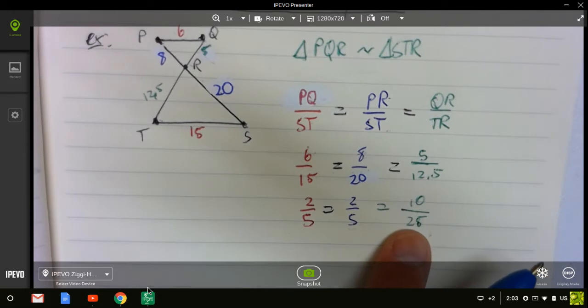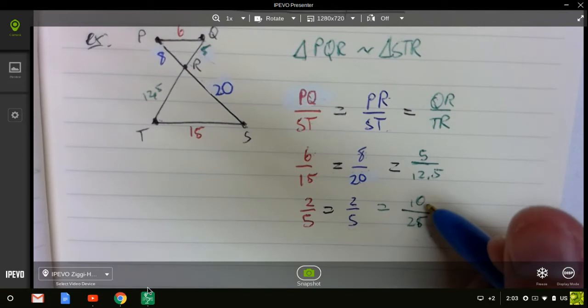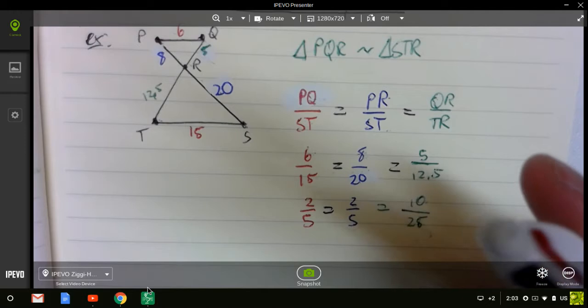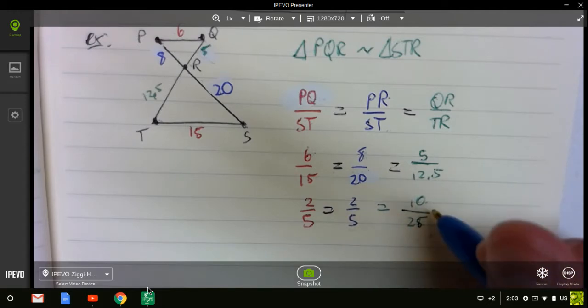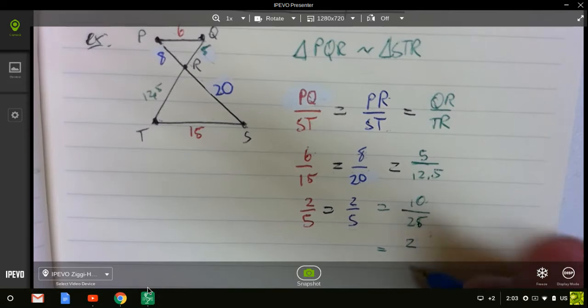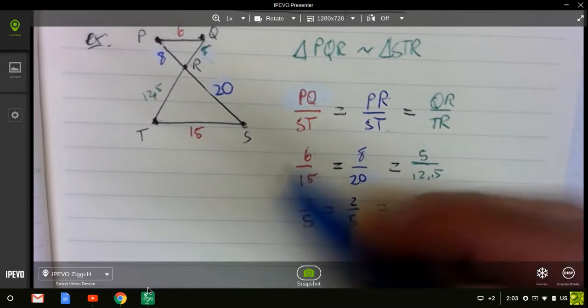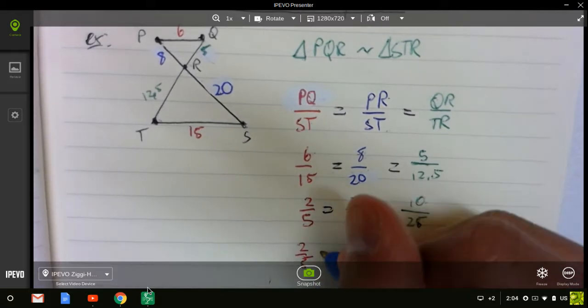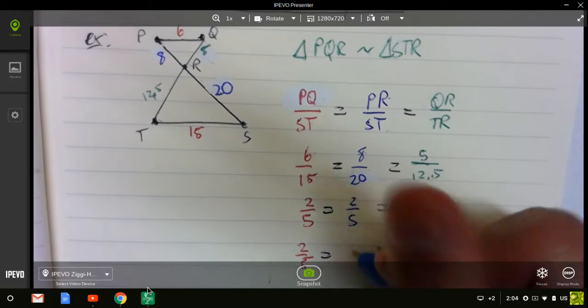So now that we have a form that we can reduce, let's ask the question: what is the greatest common factor in 10 and 25? What number can divide into both of them, and what's the biggest number that can divide into both? Well, I see that they're both divisible by 5, and that's probably the biggest number I can divide into both of them. So 10 divided by 5 is 2, and 25 divided by 5 is 5. There you have it. 2 over 5 is equal to 2 over 5 and 2 over 5.